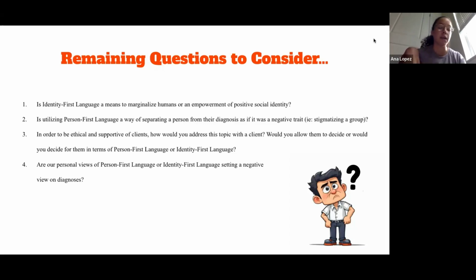But it may be an issue similar to how gender is viewed recently. It may just be a more casual scenario where you are meeting the family and then straight up asking them what language they prefer, as opposed to making it a bigger deal. But coming back to the question, I don't think these views set a negative view on the diagnosis. I think it really just depends on who you're talking to and their relationship with autism.